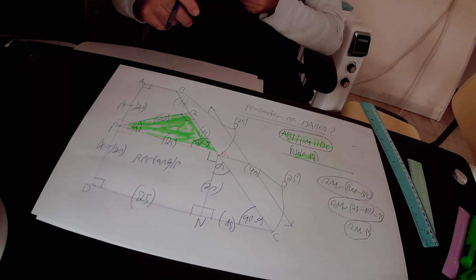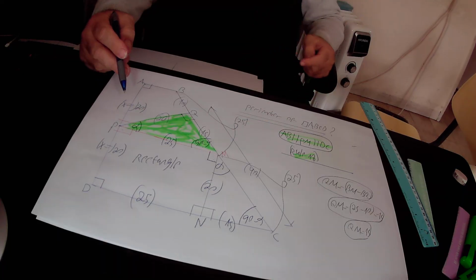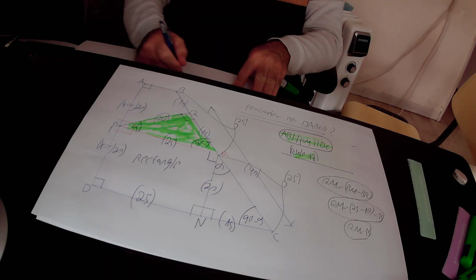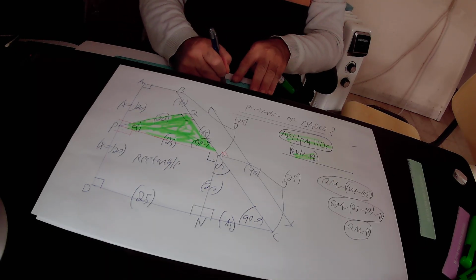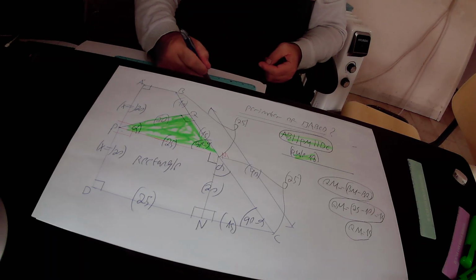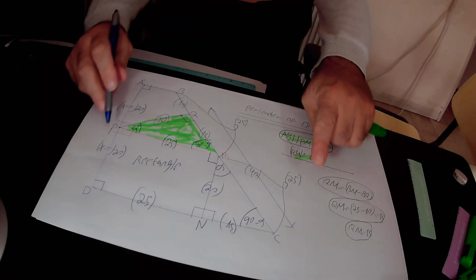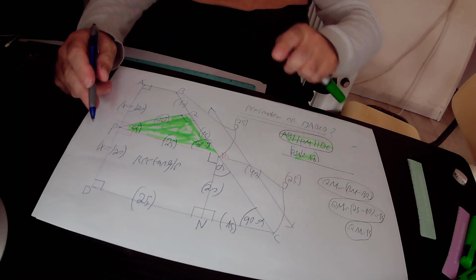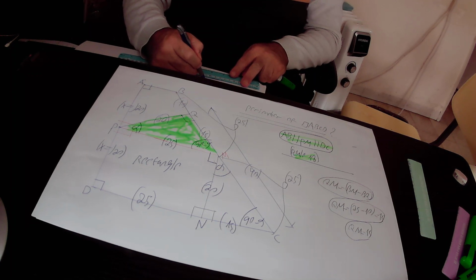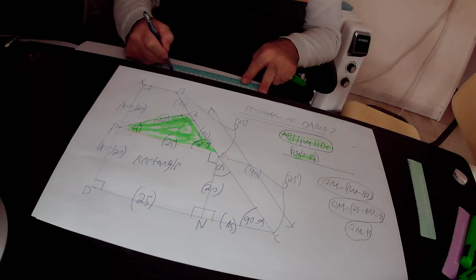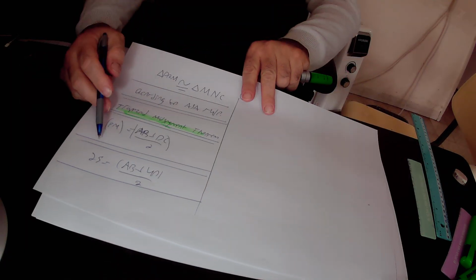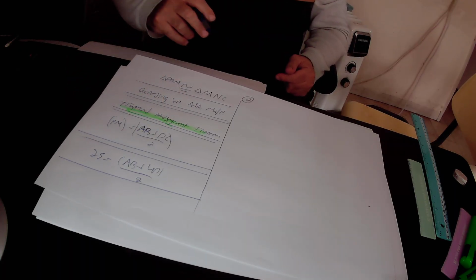But we already found out that the mid-segment PM equals 25, so we'll substitute PM by 25. It is equal to AB. AB is the missing side, so we'll leave it as it is, plus DC. DC in total is 25 plus 15, that is 40, so we'll substitute DC by 40 over 2. So in total, according to the trapezoid mid-segment theorem, we found out that 25 equals AB plus 40 over 2.